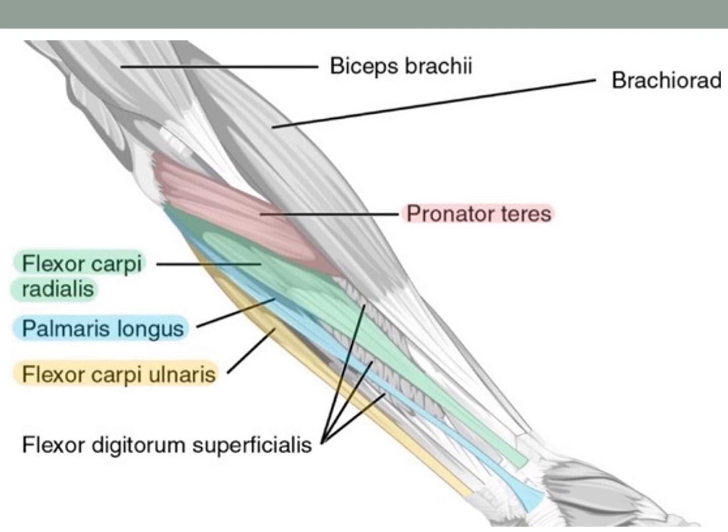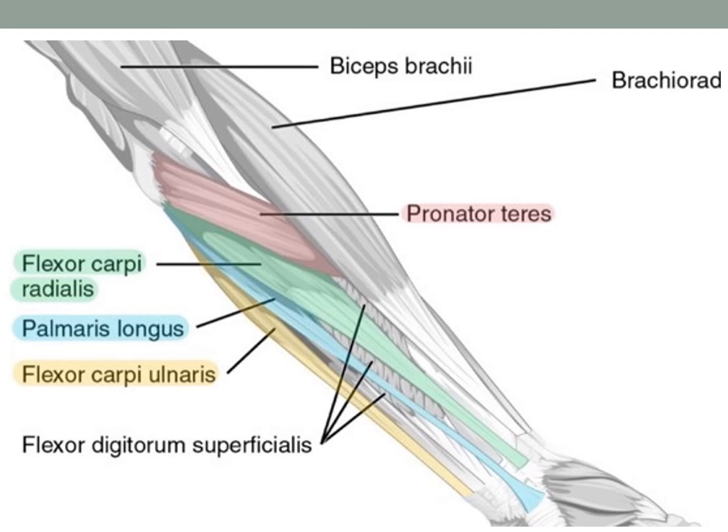The action is it flexes the wrist, and the origin is the medial epicondyle of the humerus, medial margin of the olecranon, and the posterior surface of the ulna. The insertion is the pisiform, hamate, and metacarpal.